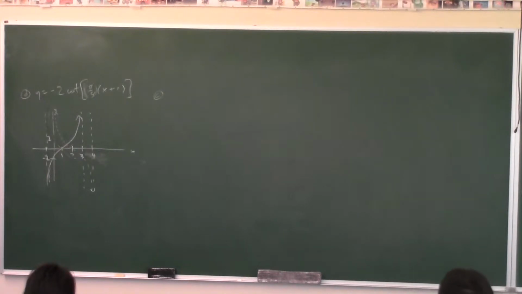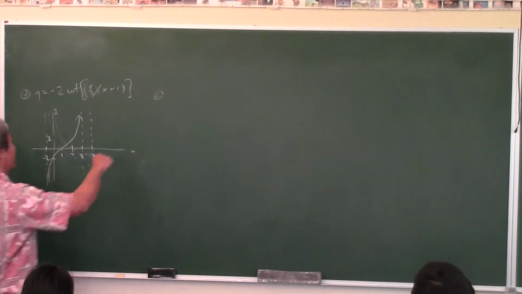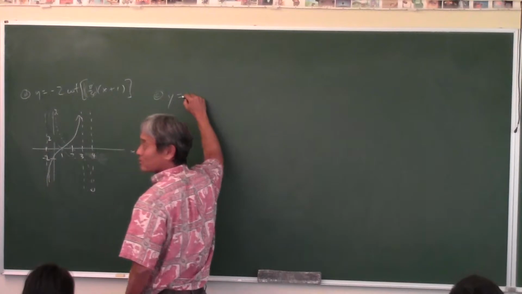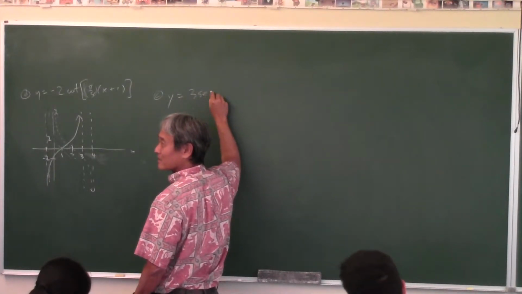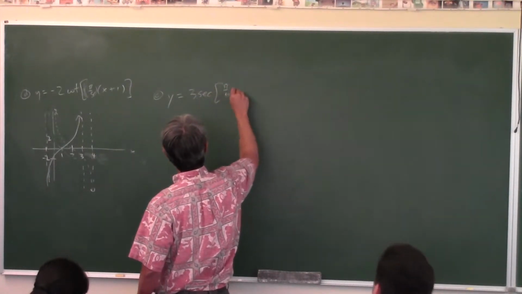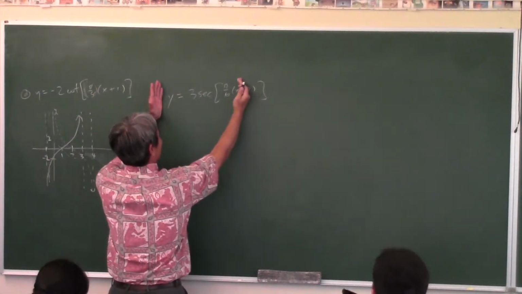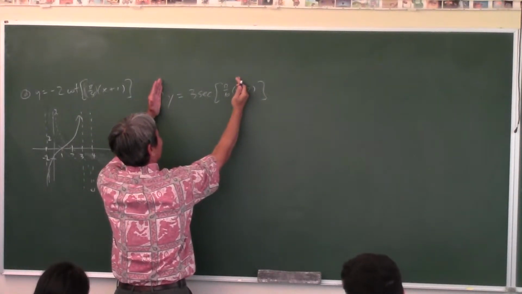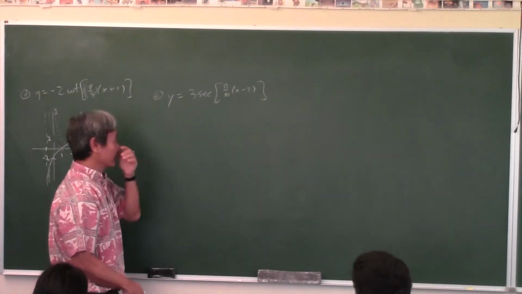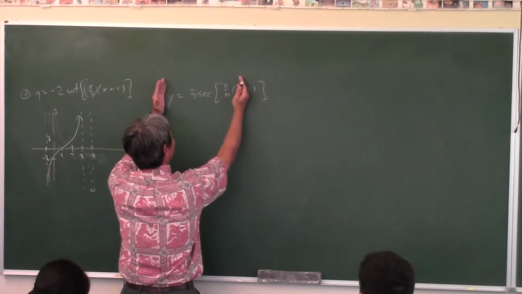Okay, secant and cosecant. See, one of each one. Y equals 3 secant. Pi over 6, x minus 2. Okay, so what should I graph? This, right? This is what you graph. And then just shift it 2 to the right after. Okay, so just worry about that right there.